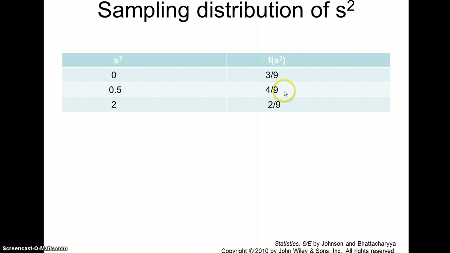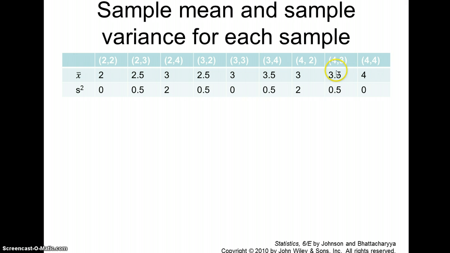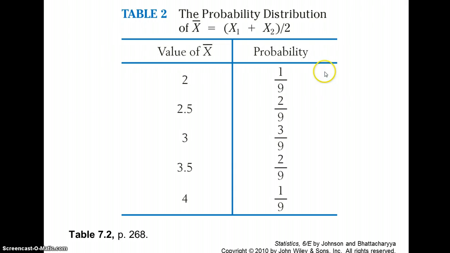And for 2.5, how many of them out of all those different averages? We have 2.5 twice. So it's 2 out of 9. Similarly, you should have 3 3's, 2 3.5's, and 1 4. And that's the distribution for the average.